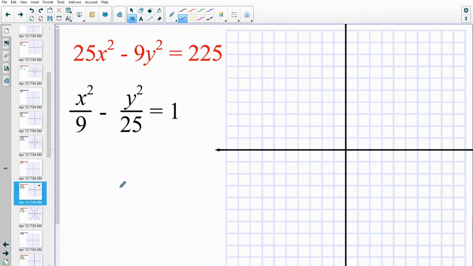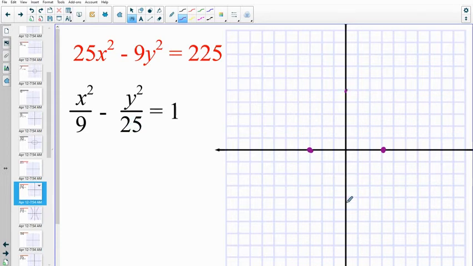So a reminder after a long weekend of not doing a whole lot of mathematics, I'm guessing. The x squared term is the first term, which means I'm looking at the vertices to be the distance of the square root of 9, the distance of 3 away. They are horizontal, and these are actually points that are on the hyperbola. Up and down by 5 because of the 25. The square root of 25 is 5.